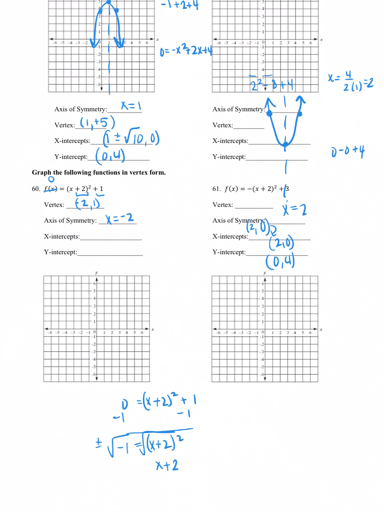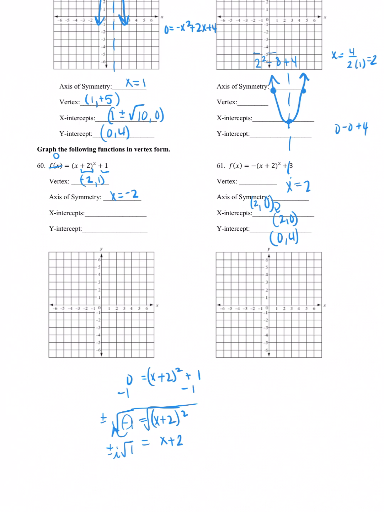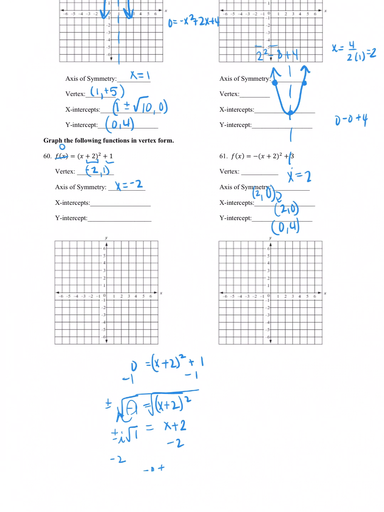You have this right here. This is an imaginary unit, so you have plus or minus i times the square root of 1. Square root of 1 is just 1. So we have one more step to subtract 2. So you have negative 2 plus or minus i, comma 0. We can't put that on the graph either. Oops, sorry, I forgot to put these on the graph.